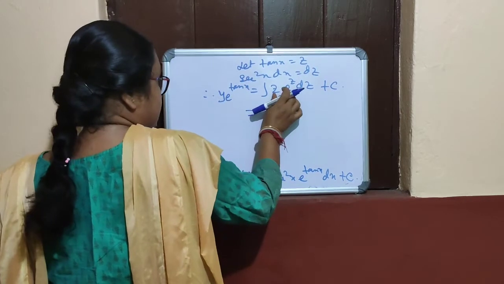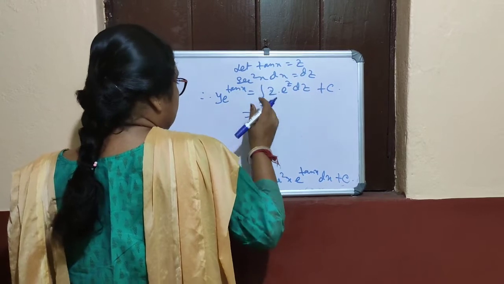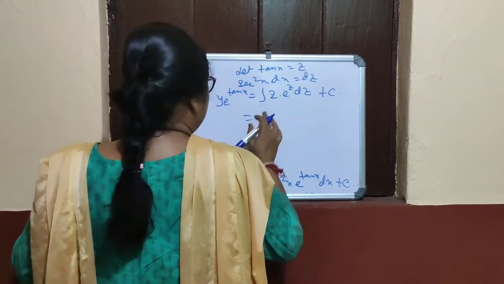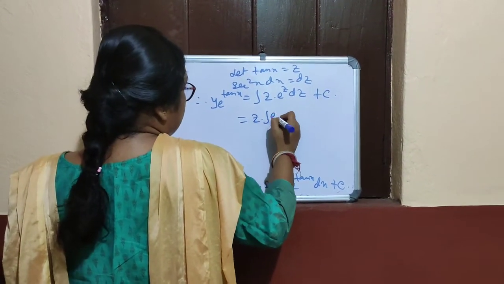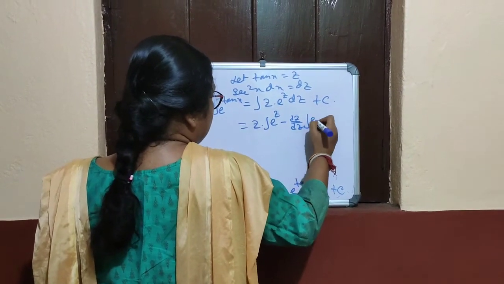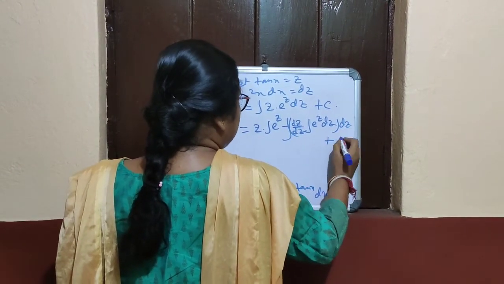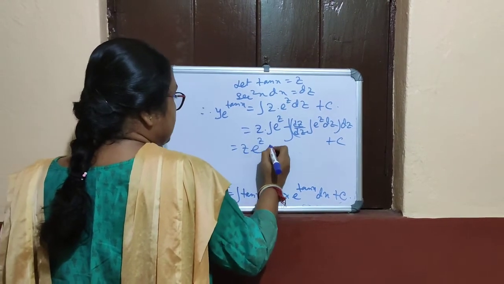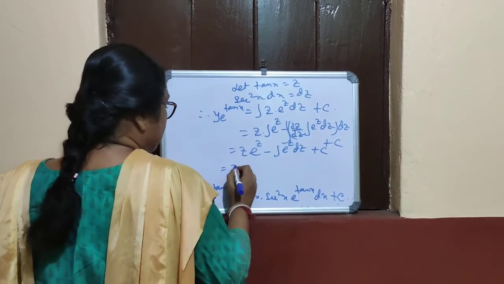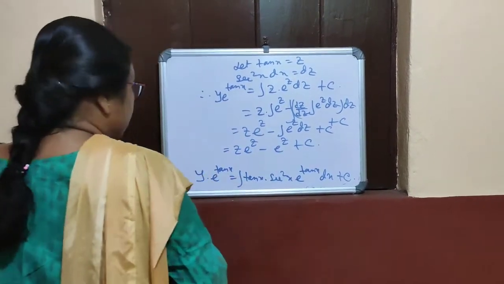Now this is by parts. Here you take z as the first function and e to the power z as the second function, because of the rule: first function into integration of second, minus integration of differentiation of first into integration of second. So z e to the power z minus integration 1 into e to the power z dz plus c, or z e to the power z minus e to the power z plus c.